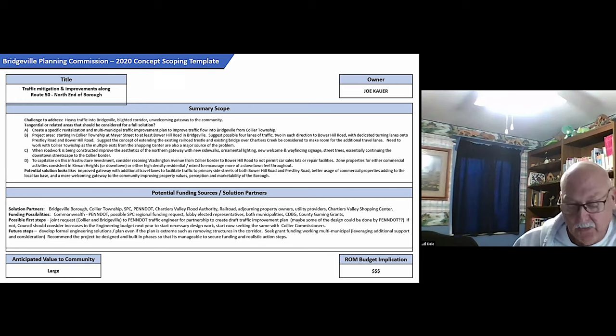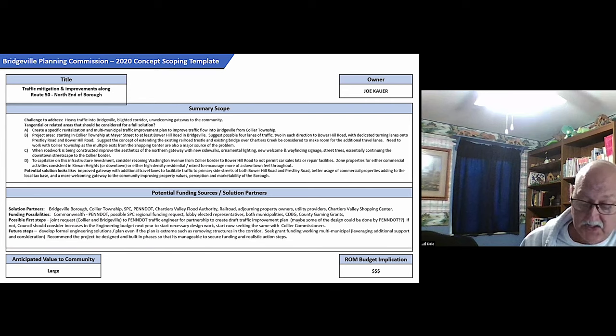Create a specific revitalization, multi-municipal traffic improvement plan to improve traffic flow into Bridgeville from Collier Township. Project areas start in Collier Township at Mayor Street and run to at least Bower Hill Road in Bridgeville. It suggests possibly four lanes of traffic, two in each direction into Bower Hill, with dedicated turn lanes into Presley Road and Bower Hill Road.